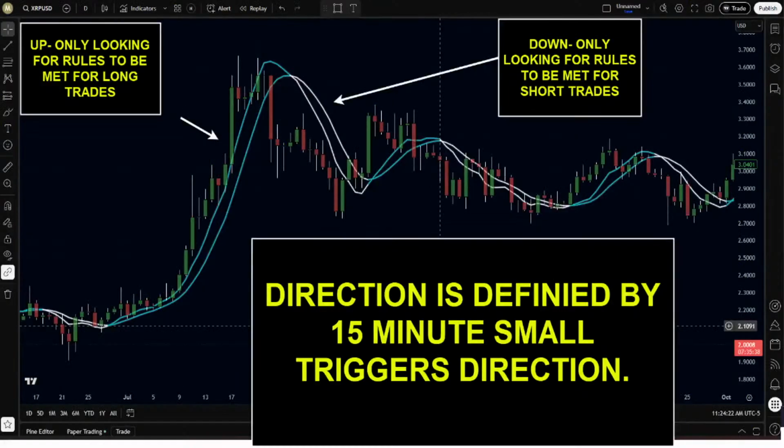It starts with defining a trend. On your big chart, that big slow honking chart, you'll notice that there are no background colors. There are no large triggers. You're going to use the small triggers to define your trend. If the small triggers are up, we're in an uptrend, you're only looking for rules to be met for long trades. That means buying the market. If the triggers are down, we're in a downtrend. You're only looking for short trades to sell the market.